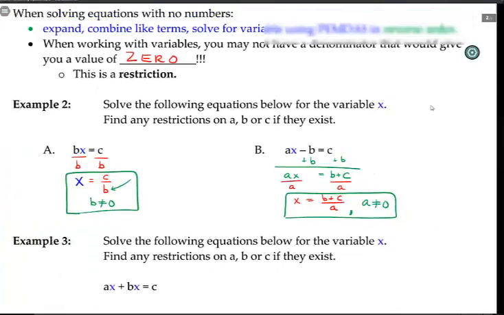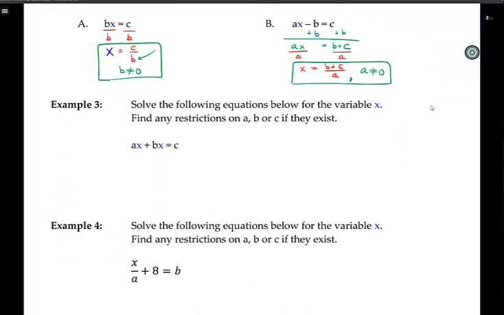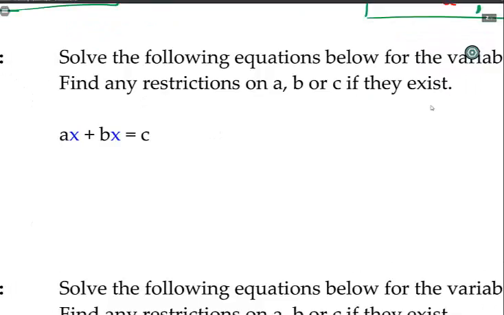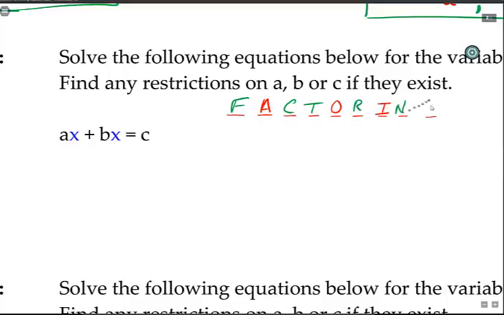Let's look down at our next problem on example 3. As we solve these following equations for x, we first might have to combine like terms. We have ax plus bx. We're going to have to remember back to last year, how are we going to isolate that x? I'm going to give you a little hint here. It's 9 letters. It has an A there, it has an O there, and it has an I there. Don't know if you can think of that word, how you're going to get that x by itself, but that word, and I'm sure you're guessing it now, is factoring.